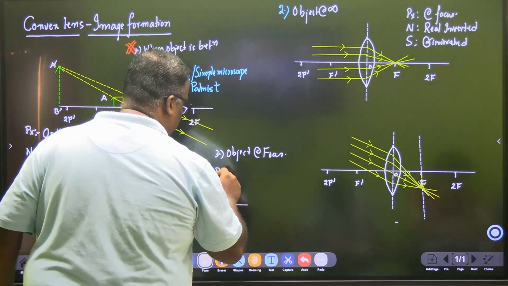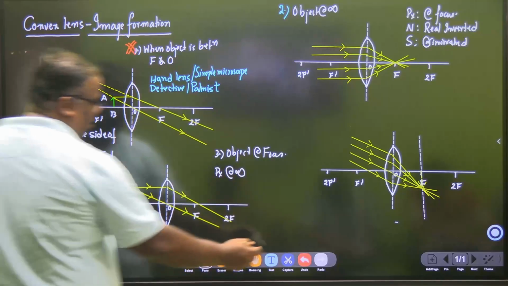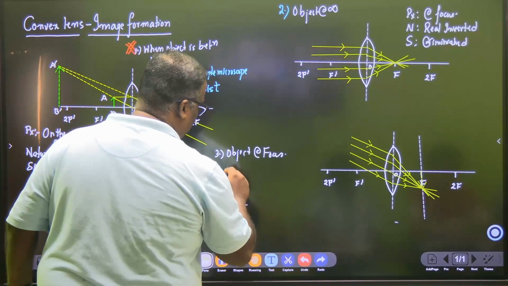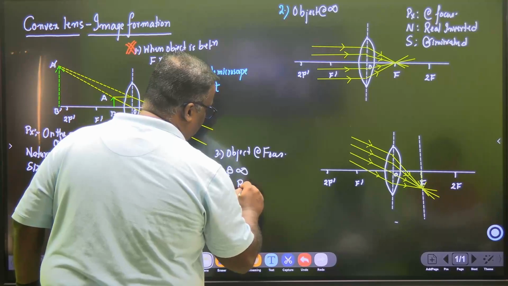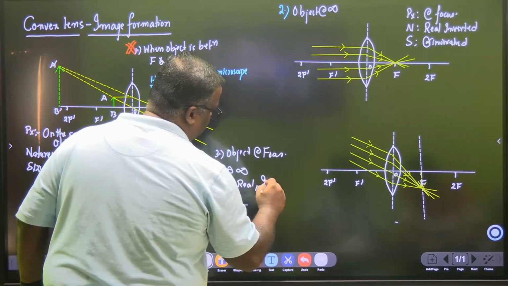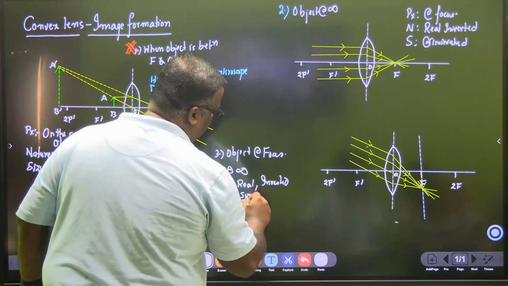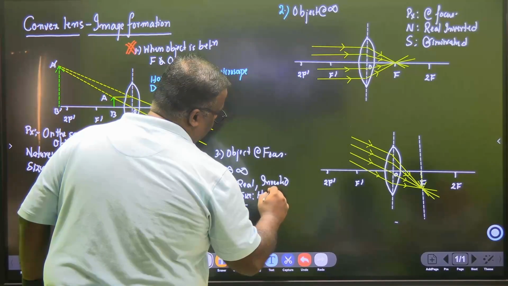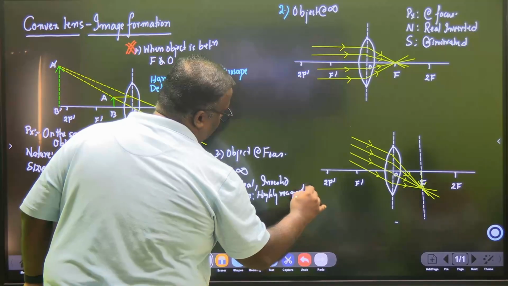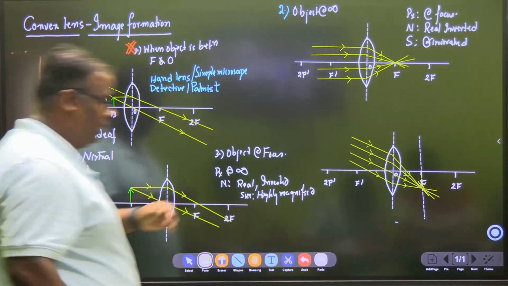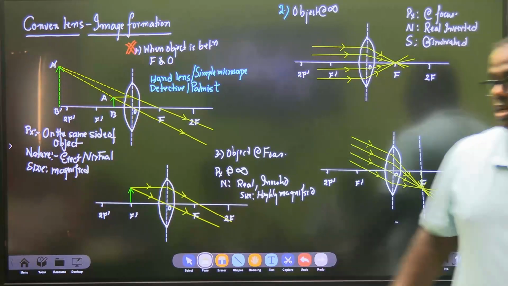So here the position will be at infinity, just opposite of that. Image formation will be at infinity. Nature, real, inverted. Size, highly magnified. Size will be highly magnified. Just like a concave mirror, no change.